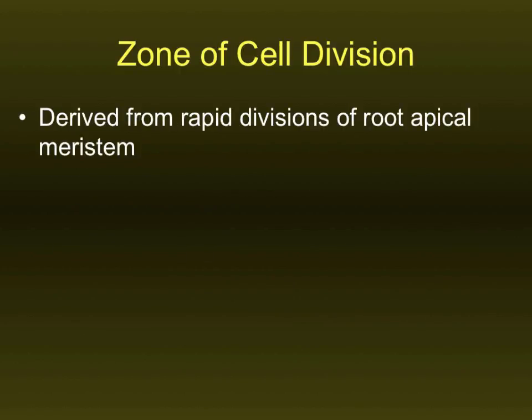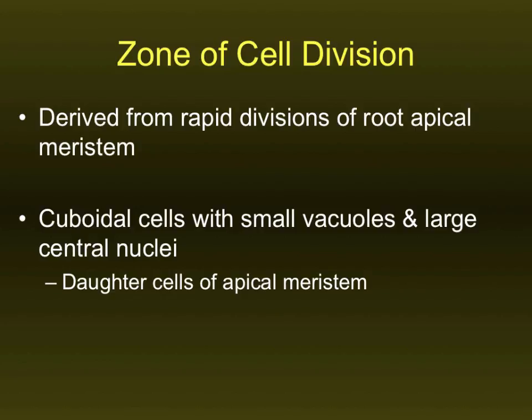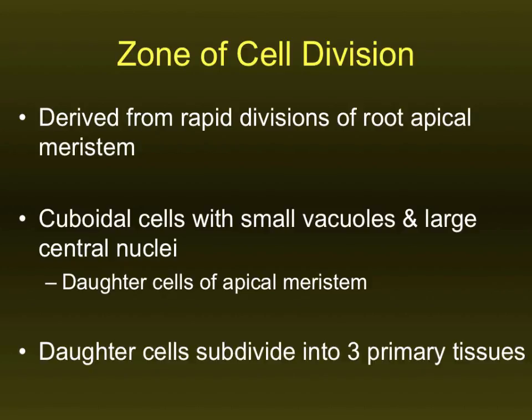As for the zone of cell division, again, this is where the apical meristem lives. The cells produced from this are more or less box-shaped. They are cuboidal. They have very, very small vacuoles. They have a lot of potential to grow, but when they're first produced, they're relatively small. And they also have one nucleus per cell. So these are the daughter cells produced by cell division, produced by the apical meristem, that are about to start growing and maturing and eventually becoming functional.